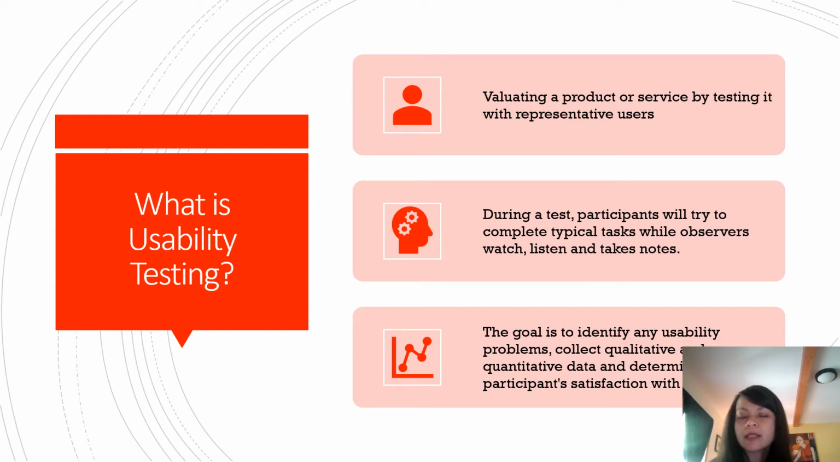So during this test, you are going to get the classmates who have been assigned to you to test your prototype according to the task that was described in your task analysis, while you, your team, watch, listen, and take notes on the actions and behaviors and attitudes as that user is completing the task. So you have to watch quite closely. So the goal here is to identify any usability problems, collect qualitative and quantitative data, and determine whether your participant is satisfied with your prototype.